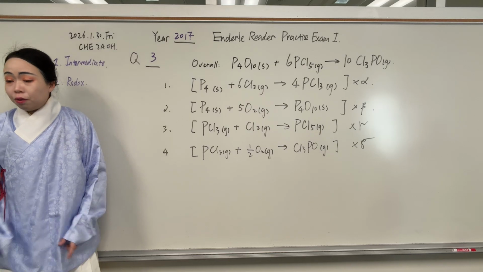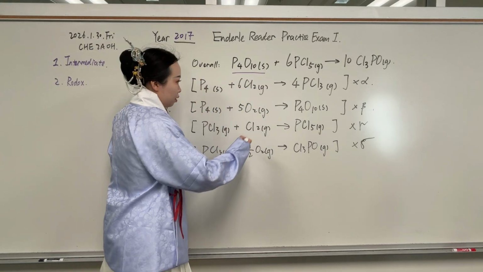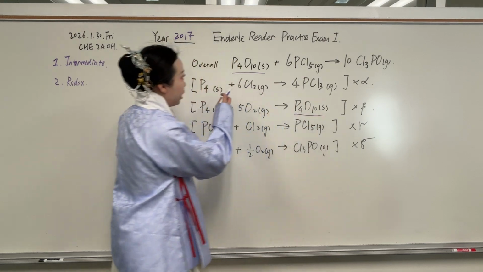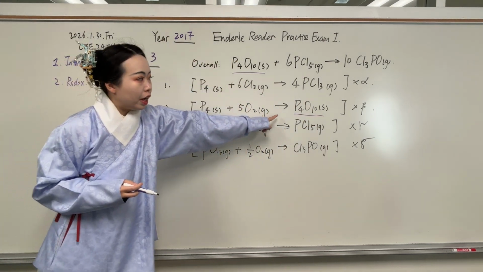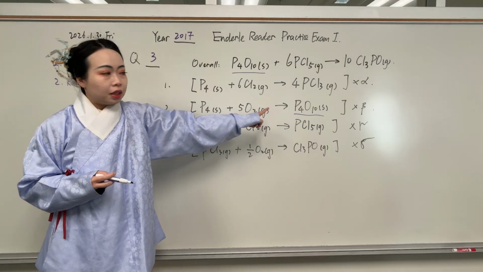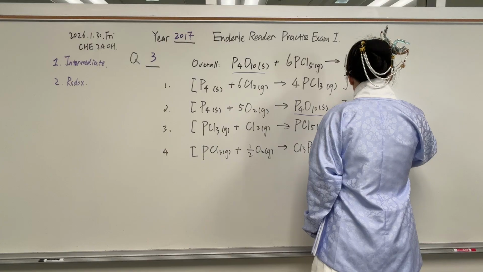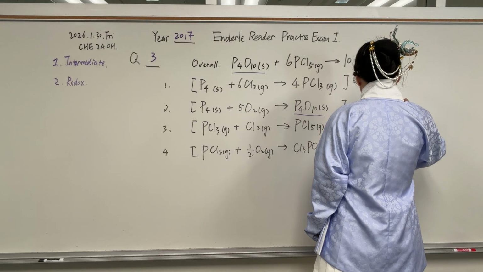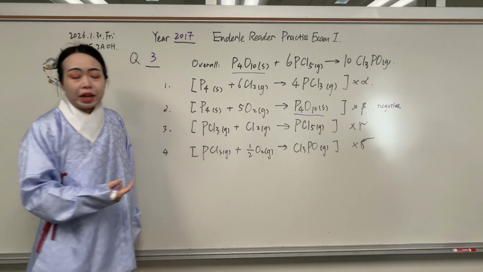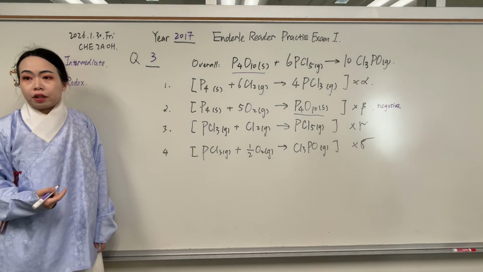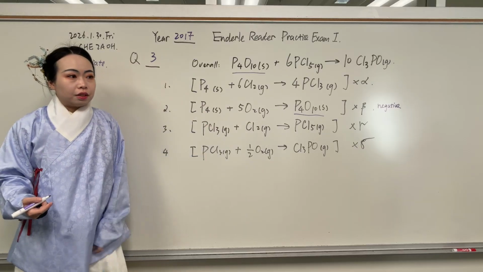How do I know? P4O10 is showing as a reactant in my overall, but it's showing as a product here. That means my beta needs to be negative. If my beta needs to be negative, I can flip the whole reaction. That's the only way to make P4O10 shift from products to reactants. Make sense?